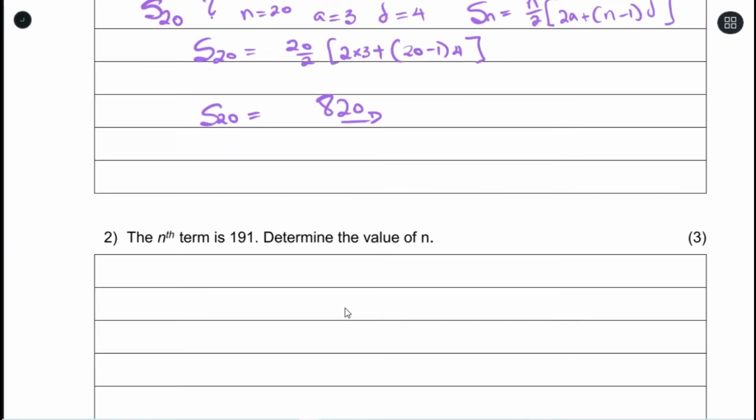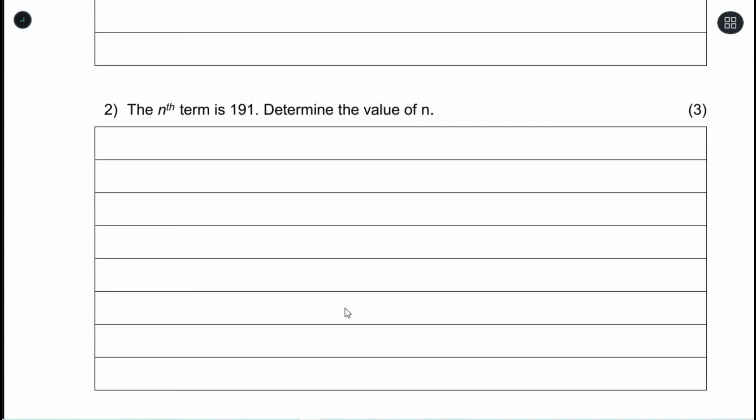That's it. Now the second question here says the nth term is 191. Now what that means is that Tn is equals to 191. Now since we're told in the original question that this is an arithmetic sequence, the formula for Tn is usually this. Okay, so now we already said from the previous question that a is 3 and d is 4. We have Tn and we are trying to get what n is. So substituting all this into your formula, this is what you get.